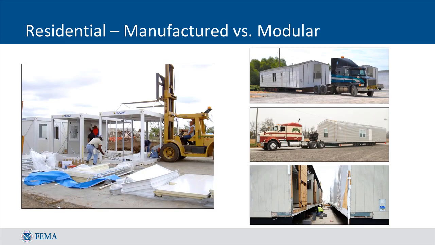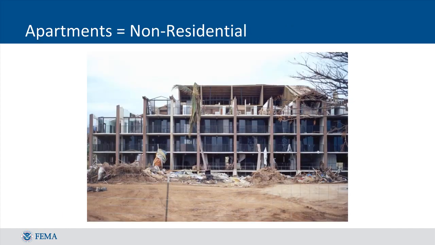One easy way to distinguish between a manufactured home and a modular home is to look at the framing. A manufactured home will generally have a metal frame, while a modular home will typically have a wood frame. It is also very important to note that while apartment buildings do house residents, they are owned as businesses and therefore considered non-residential structures.